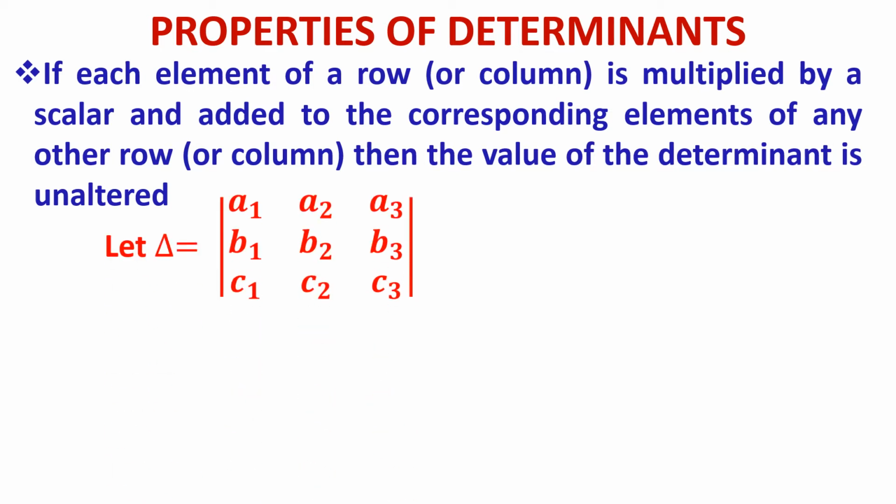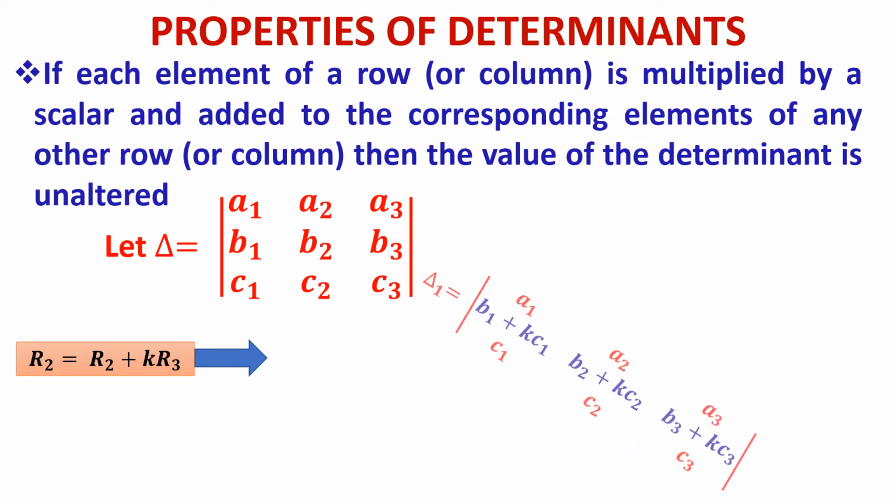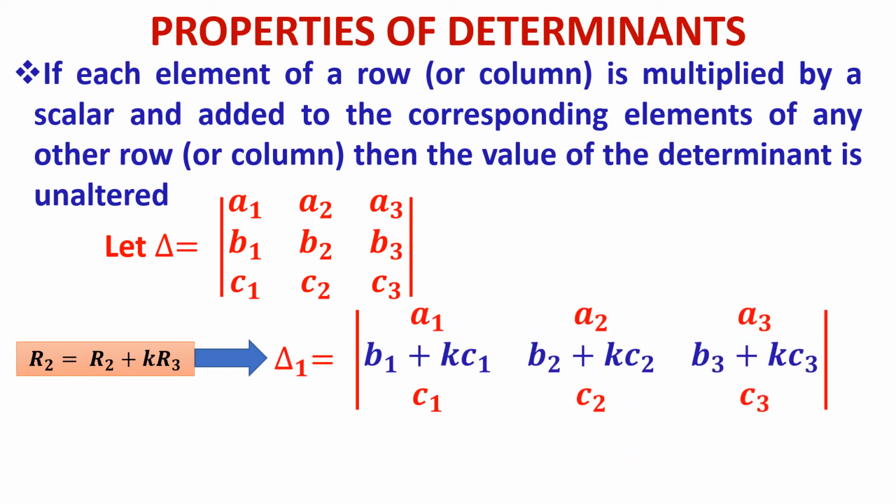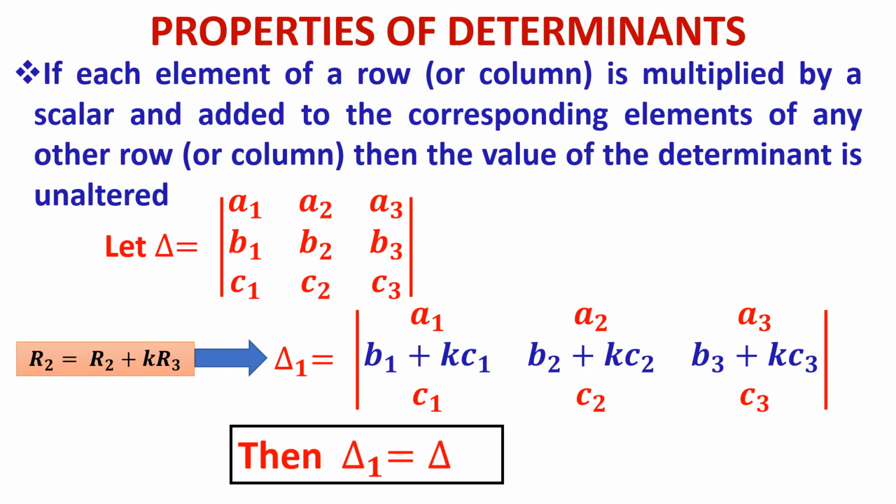We are taking one determinant now: A1, A2, A3, B1, B2, B3, C1, C2, C3, and I am doing R2 plus K R3. That is, with the second row, I am adding K times the third row. It is coming now: B1 plus KC1, B2 plus KC2, B3 plus KC3. The second row is totally changed now. First and third rows are unaltered. Now you will not get any change in the value of the determinant. You are allowed to do it.